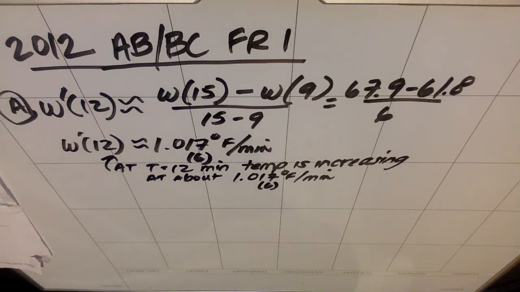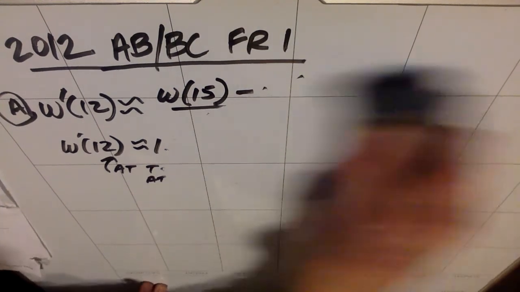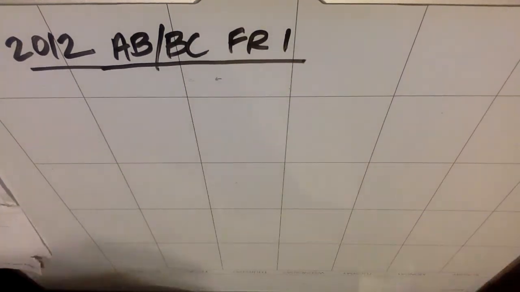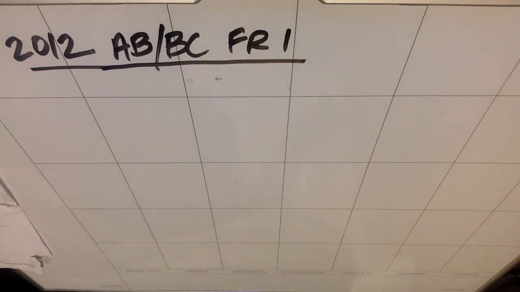Now, rather than leave that there, I'm going to erase it so that we have room to see what part B would be, because it's a video, so you can go back if you need it. Part B says, use the data in the table to evaluate the integral from 0 to 20 of W prime of t dt. Using correct units, interpret the meaning of the integral from 0 to 20 of W prime of t dt in the context of this problem.